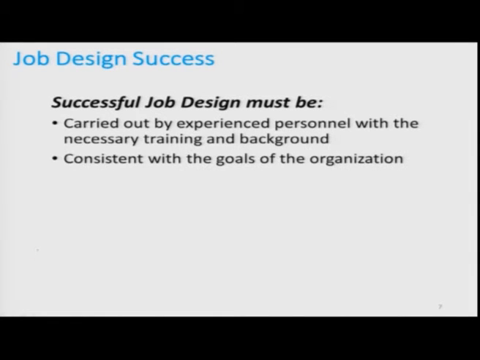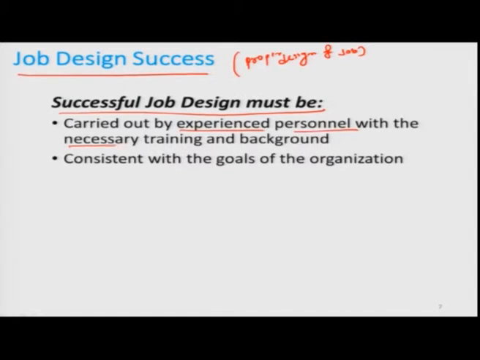Okay, job design success. If you are designing a job properly, it must be carried out by experienced personnel with the necessary training and background consistent with the goals of the organization, because an experienced person is very important, because in the last slide you saw that there are a lot of factors involved in a job design. So, experienced person matters.